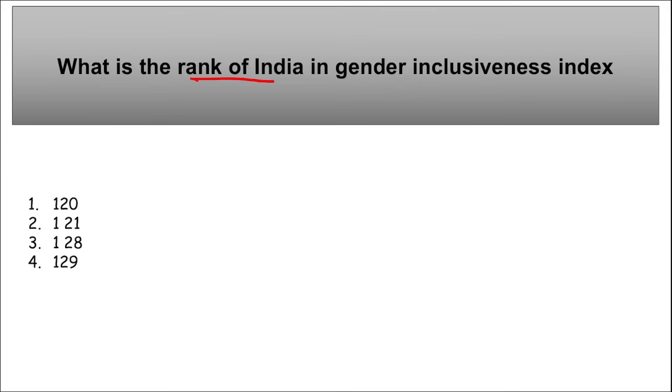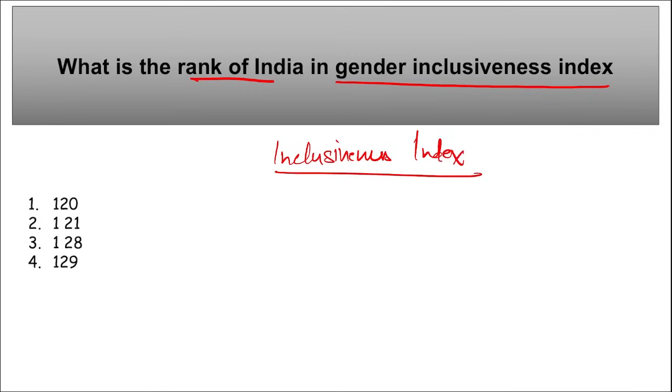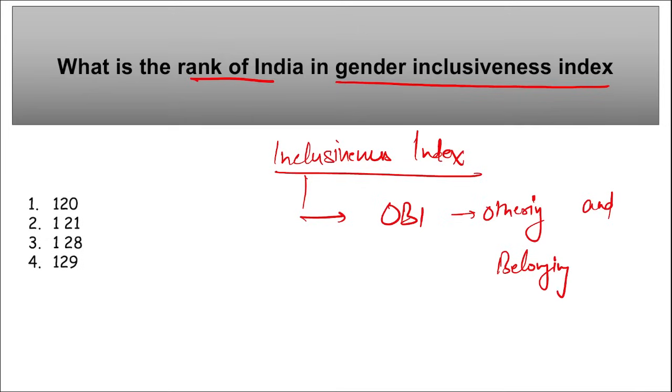Next, what is the rank of India in the Inclusiveness Index? Recently, this Inclusiveness Index was published by the OBI, that is the Othering and Belonging Institute. I repeat, this is the Othering and Belonging Institute.